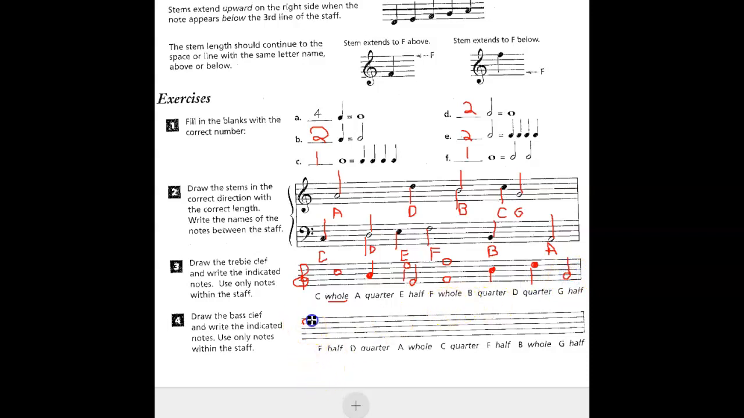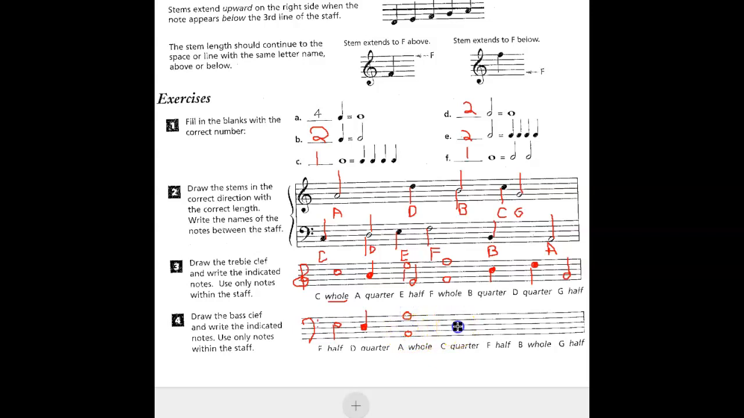On number 4, we're dealing with bass clef. So here we are doing an E half note. It's above the third line, so the stem goes down. A D quarter note, again, this is on the middle line. I'm going to have the stem go up on this one. An A whole note. There are two A's. There's one here, and then there's one up here.